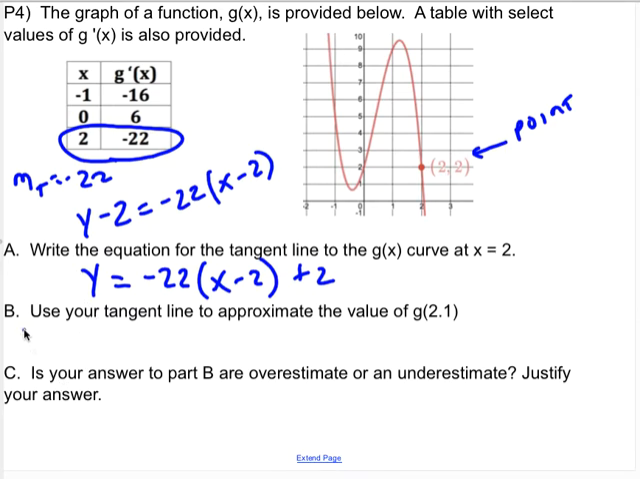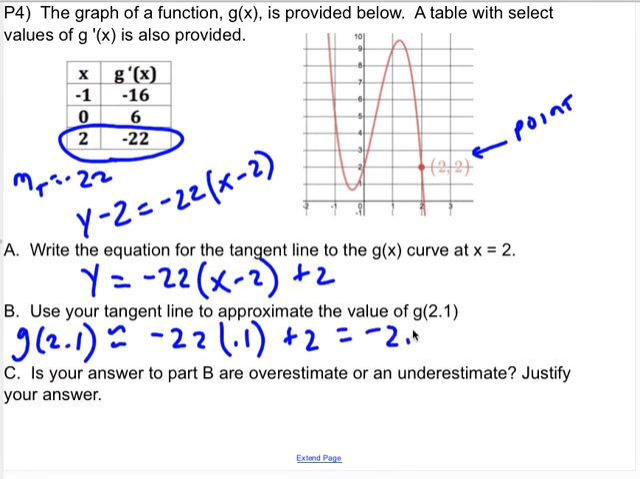Now I'm going to use that to approximate g of 2.1. Well, that's going to be approximately -22 times 0.1 plus 2. Well, that is -2.2 plus 2, so that's -0.2. So these are all equal, but this first step has to say approximate, because that's not the actual value of g. Lastly, is this an over or underestimate?